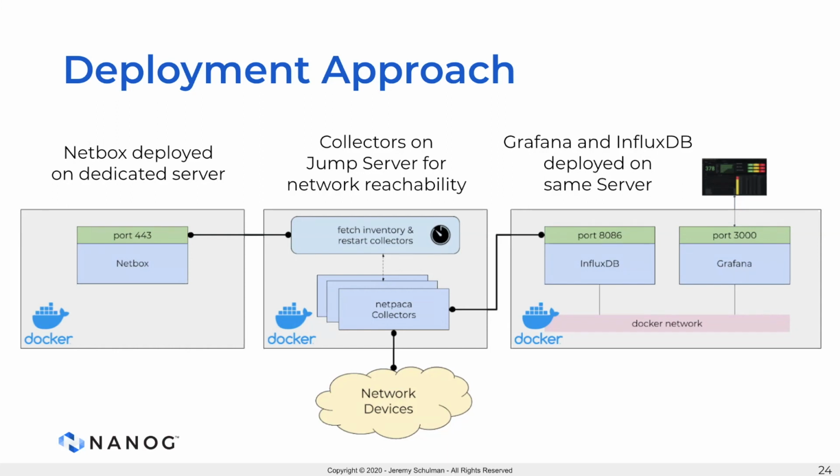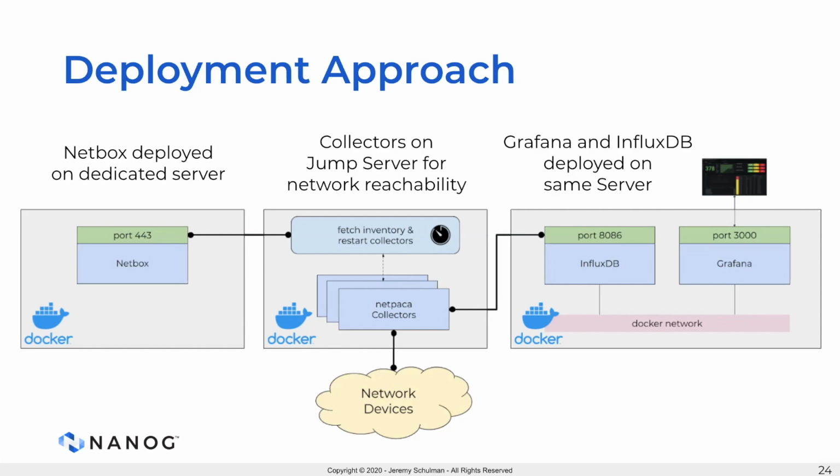It's a Docker container. It exposes port 443 for an API. All of these Docker containers could be running on different physical servers, so we can balance out the load. Each of the NetPaka collectors was a Docker container. And I'm going to talk about how I sliced up the inventory of our infrastructure in the next slide.